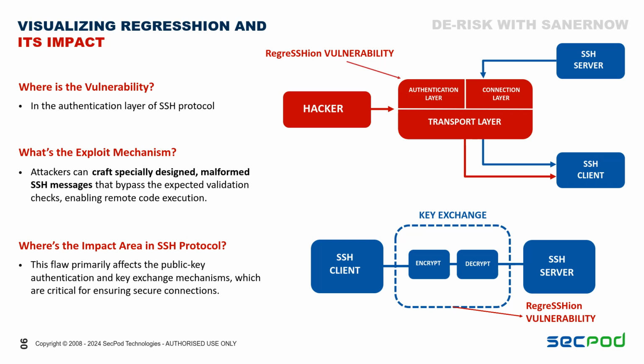Right. To truly understand the danger of the regression vulnerability, we also need to understand where it operates within the SSH protocol. Now, if you look at this diagram, Virendra, can you walk us through where the vulnerability lies and how it functions? Sure.